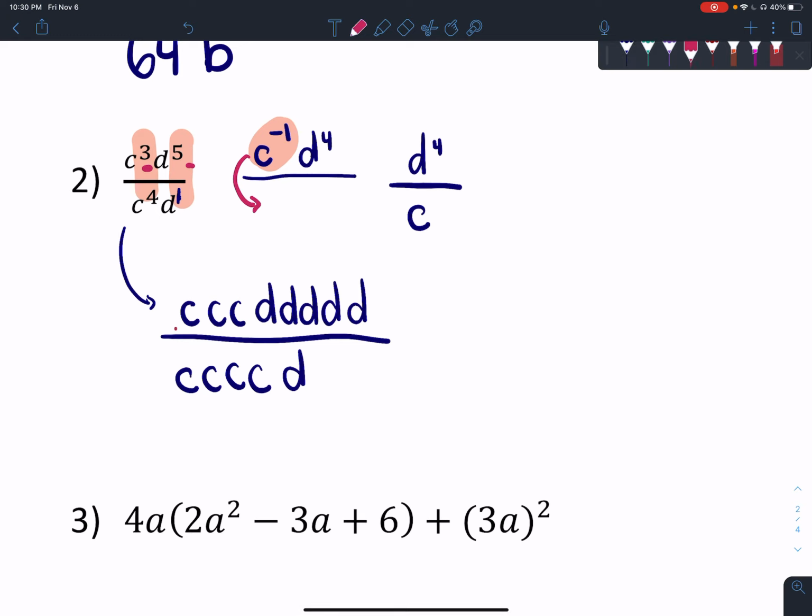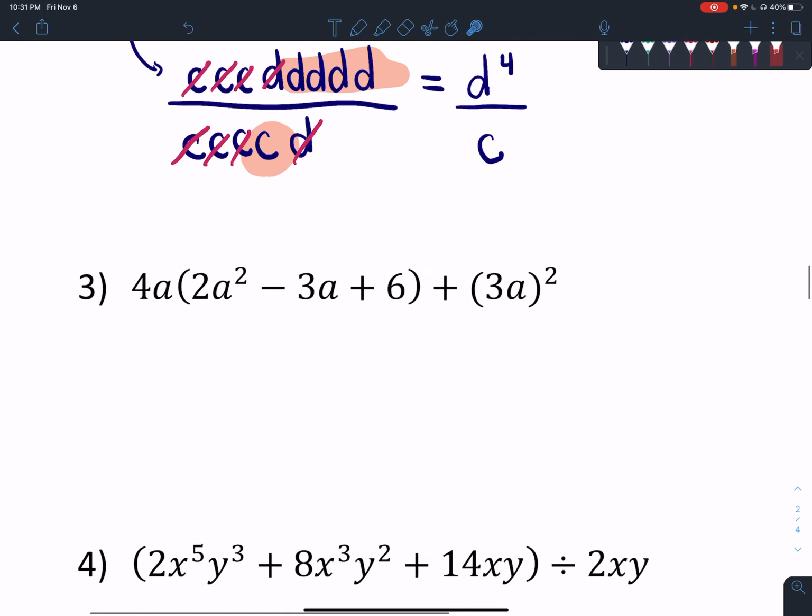And you can just visualize that cancellation, and that will make it clear. Okay, I have 1 C left at the bottom, and I have 4 D's left on the top, which tells me that my answer has to be D to the 4 over C. If you like doing it this way and this makes more sense, then that's what you should do. If you like doing the subtraction and then moving things over, then that's what you should do. Whatever ensures that you will get a right answer.